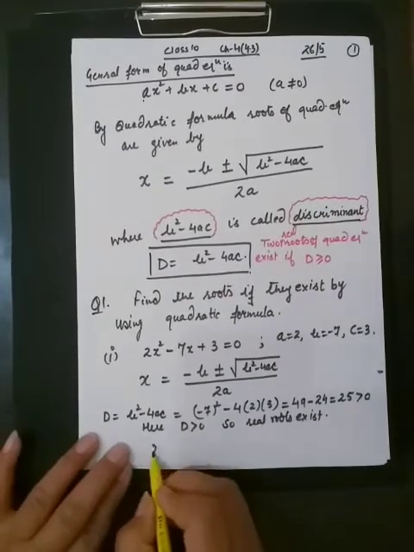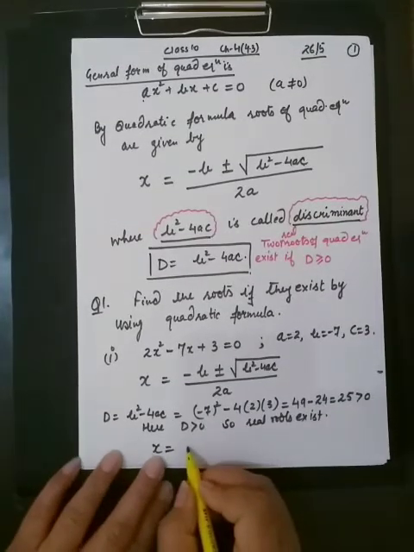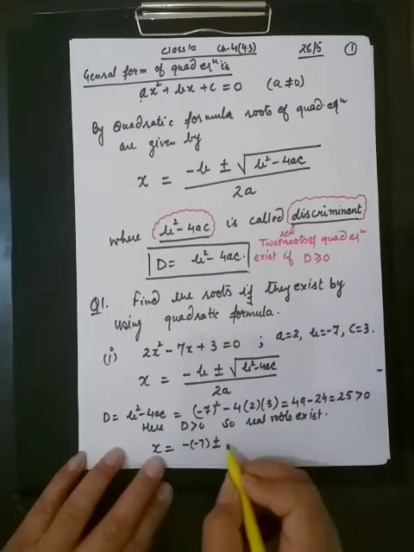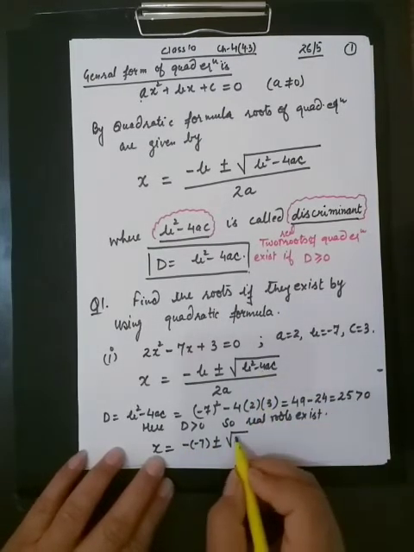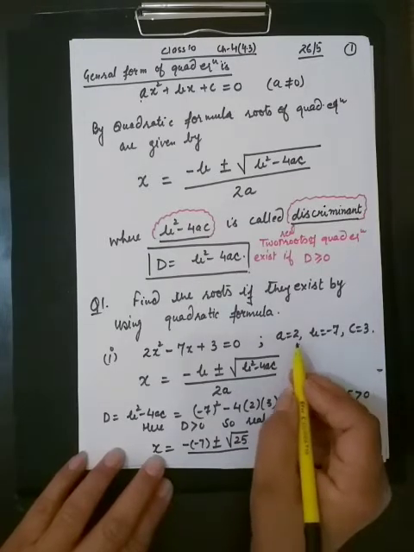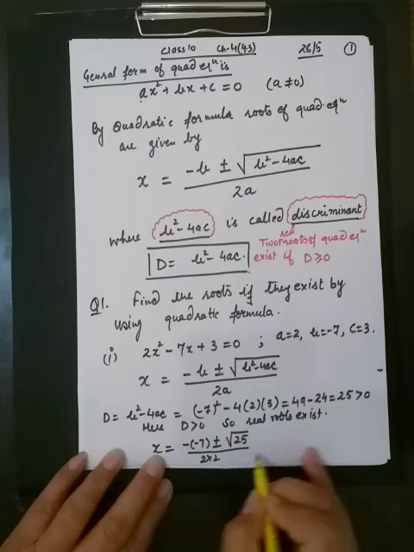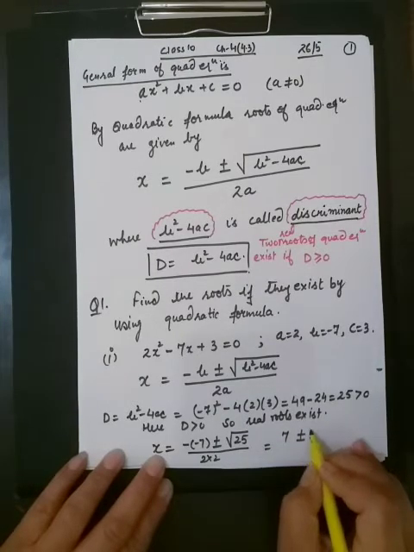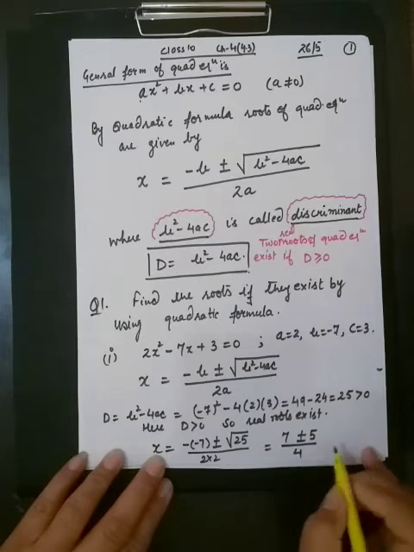We can put this value directly in the above formula. Minus b, minus minus 7, plus minus square root of 25, we have solved it and this is 25. Divided by 2a. 2a means 2 into 2. And you get 7 plus minus root 25, which is 5, by 4.